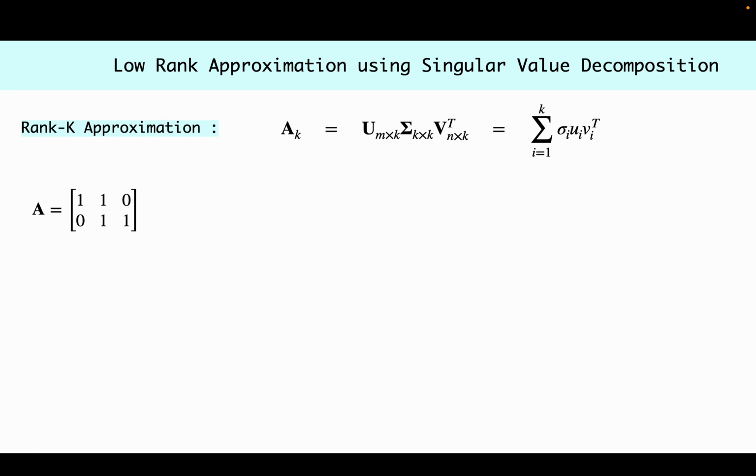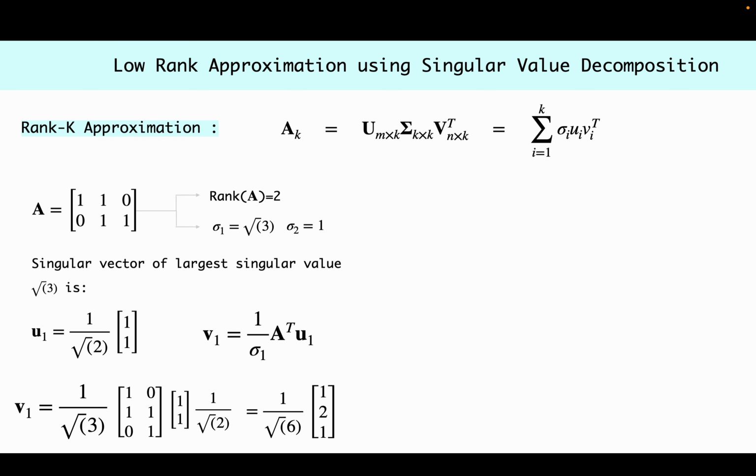So let us now see one example for computing the rank k approximation of a matrix. Let's take this matrix A, which is of rank 2 and the singular values are root 3 and 1. If you compute the singular vectors for the largest singular value, which is root 3, we get U1 and V1 as follows. And this V1, as we stated earlier, is obtained by using the orthogonality property of eigenvectors.